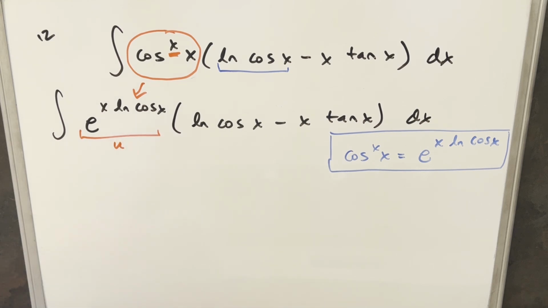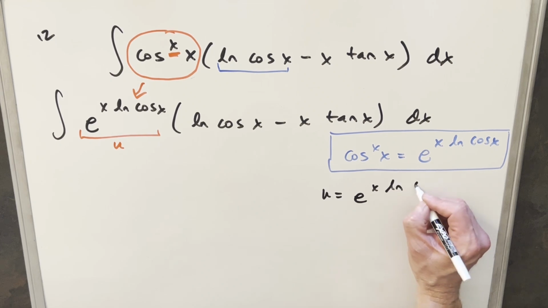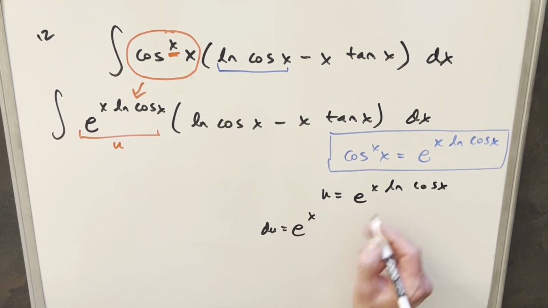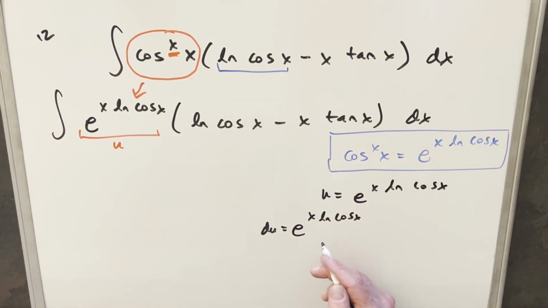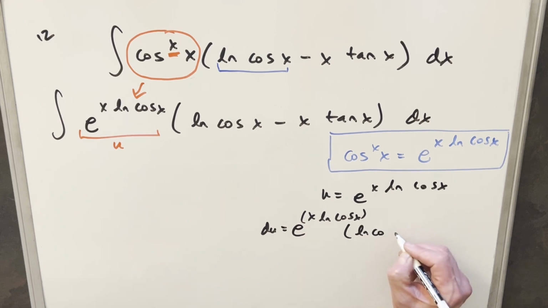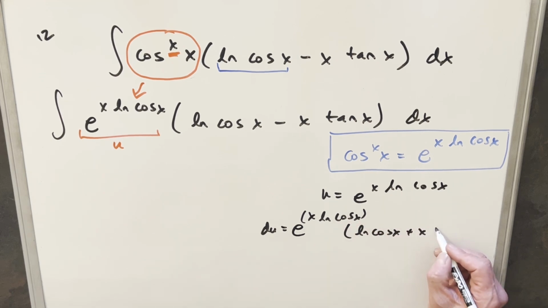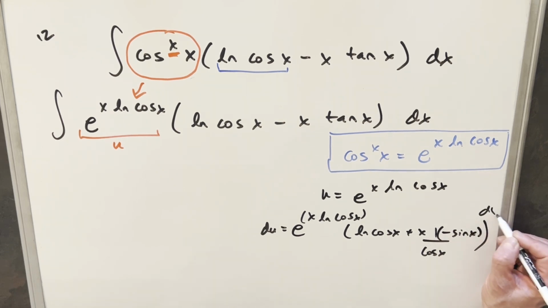So I'm going to call this my u. We'll say u is equal to e to the x ln cosine x. Then I'll take my derivative on this. First the derivative is just the same thing, since we have base e, so it's e to the x ln cosine x. But then we need the chain rule, taking the derivative of this exponent. Because we have two things, we need the product rule. The derivative of x is just 1, times ln cosine x. And then for the second part, we'll have x times the derivative of ln cosine x, which is 1 over cosine x times the derivative of cosine x, which is minus sine x. And let me squeeze in a dx right there.